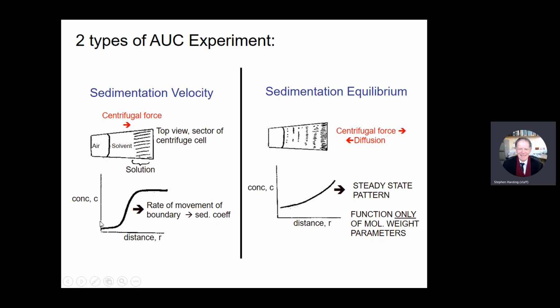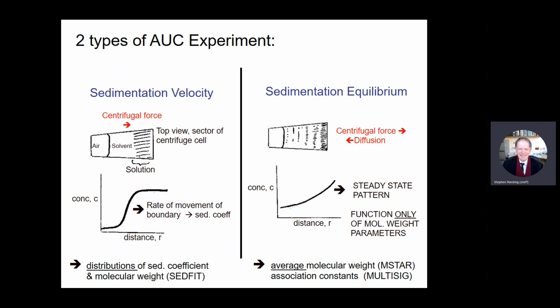If you measure that, you get the sedimentation coefficient. And if you know the molecular weight from that, by combining sedimentation coefficient with molecular weight, you can work out what the conformation of the molecule is. And there's various software about for doing all this. The most popular is a program called SedFit. This gives distributions of sedimentation coefficient and molecular weight.